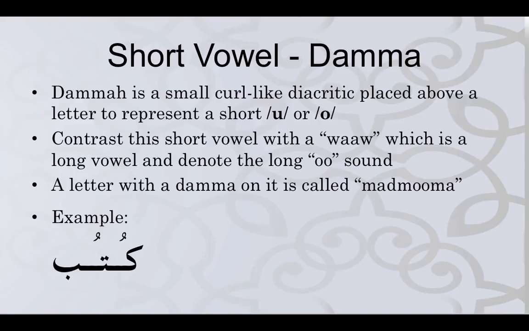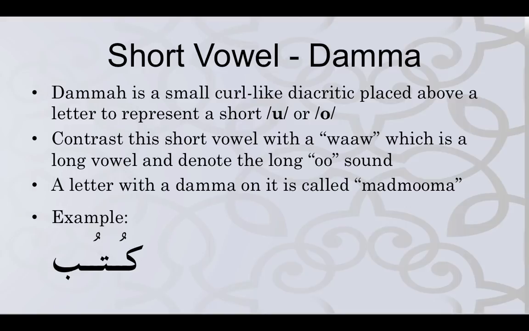It's slightly lengthier than the damma. And this is the same with the damma, the fatha, the kasra: it's a slight movement. Whereas in the long marks, I will differentiate a little bit later on how you can tell those two apart. In the damma, it's the short U sound or the short O sound. The wa, which is the long vowel, is the long oo sound, the double O sound. So whenever a damma is placed on a letter, the letter is called madmooma.